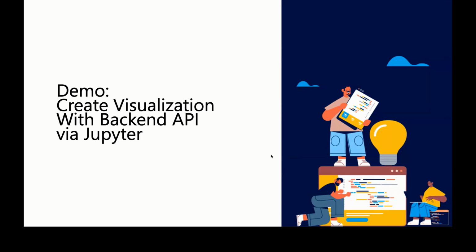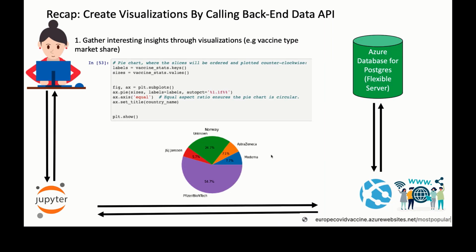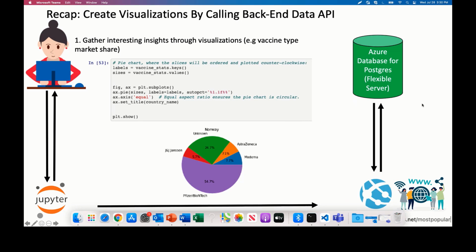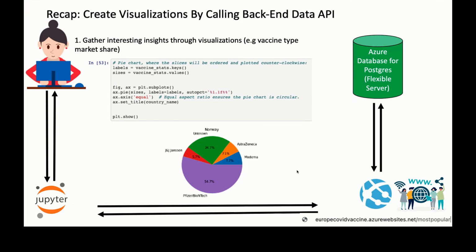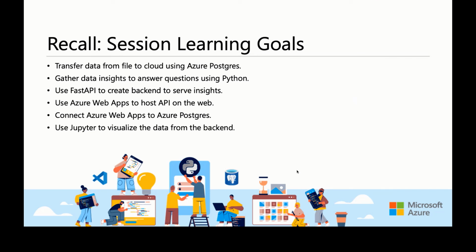Let's do a very quick recap. Now, all that happened here was that I connected to Jupyter, and I used Jupyter to connect to Azure App Service by calling the API, and the App Service, of course, was talking to the database. And what it did was it gave me a nice, pretty plot to show people what the vaccine distributions look like. So with that said, we are actually at the end, and we can review the learning goals.